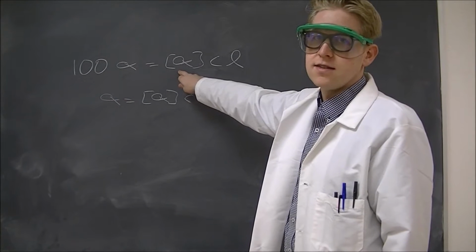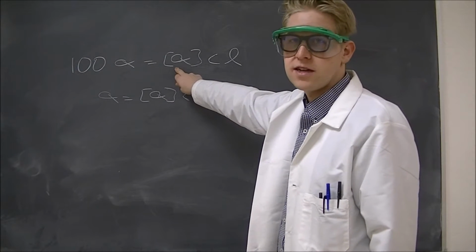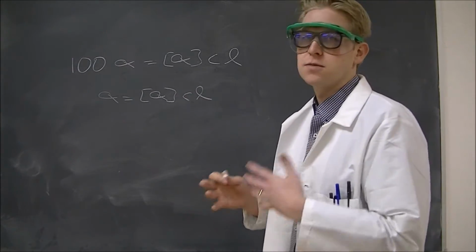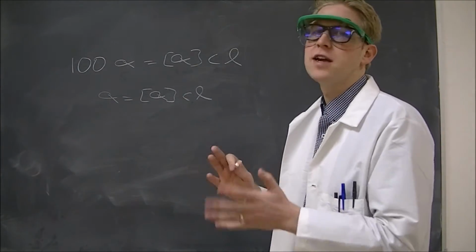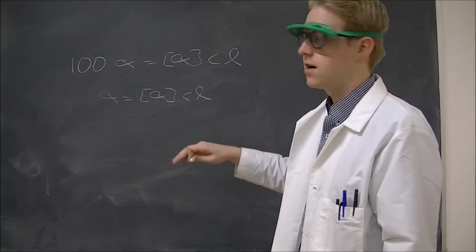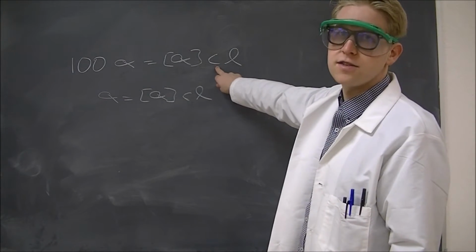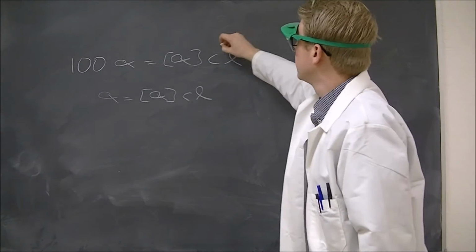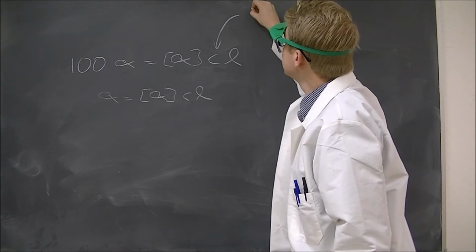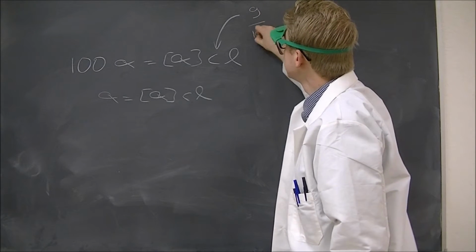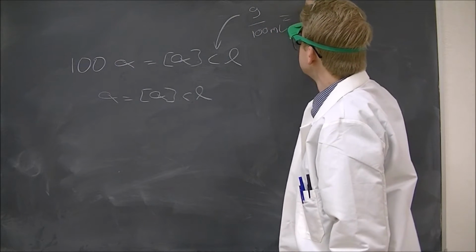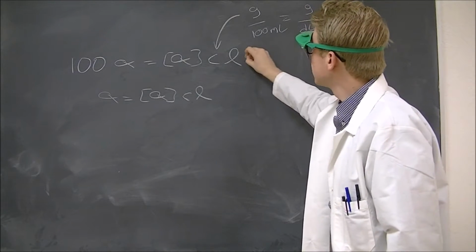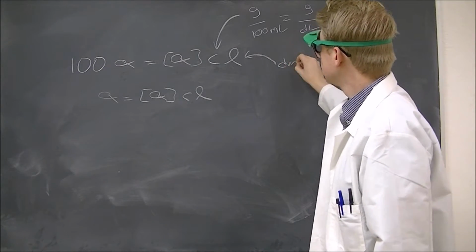This bracketed alpha is the specific rotation, which is an experimentally determined value. So every compound has a specific determined amount of rotation of polarized light that's specific to the compound. C is the concentration, and L is the path length. And the units on these are important. The units in this equation for concentration are grams per 100 milliliters, which equals grams per deciliter. And the units on the path length are decimeters.